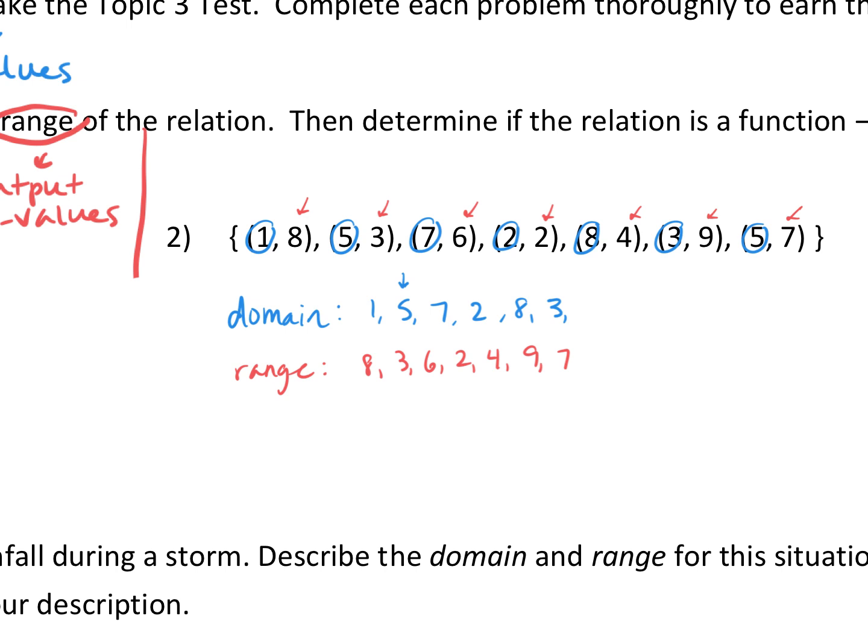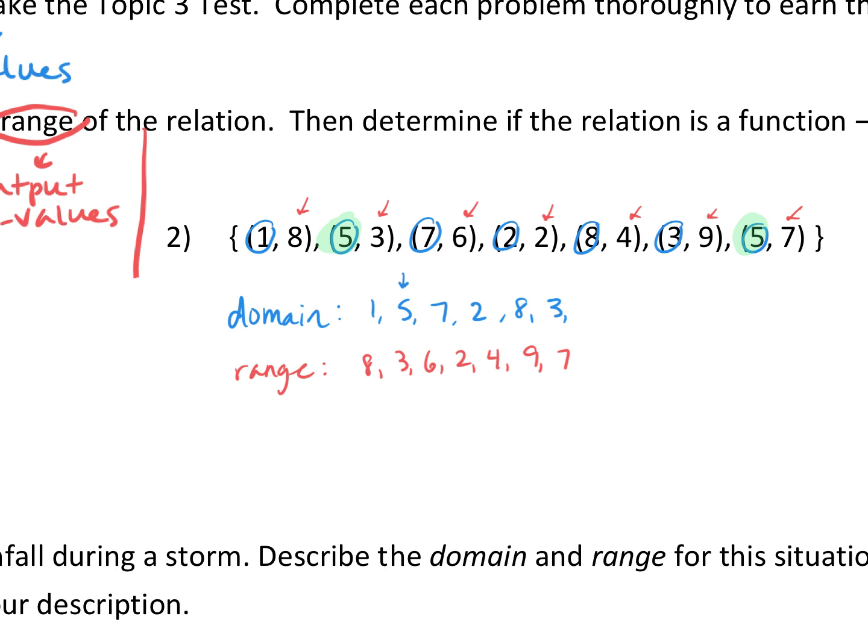So is this relation a function? When you're looking at your ordered pairs, you want to look at your x values. Do you have any x values that repeat? That's kind of a quick thing you can look for. And we notice that we have a 5 right here and another 5 right there.